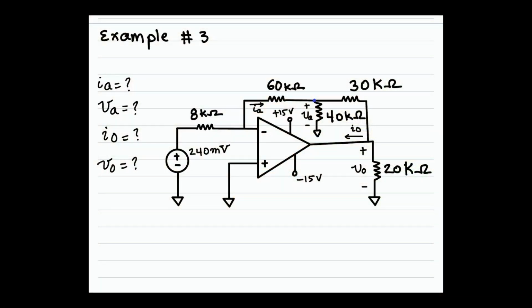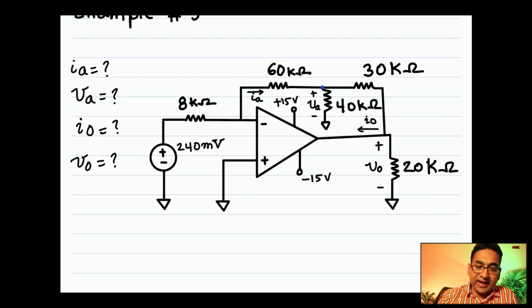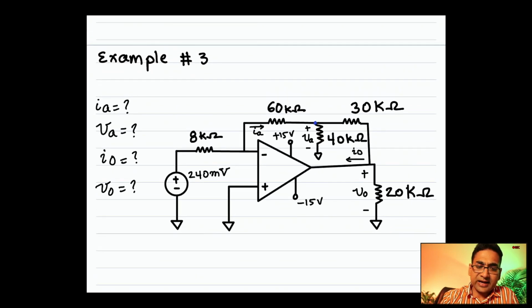Alright, let's do one more quick problem. This is going to be an interesting problem to work on, section 5.2, operational amplifier voltages and currents. Now here is the problem. As you can see, it looks a little interesting.